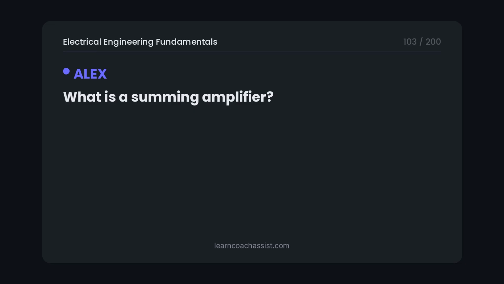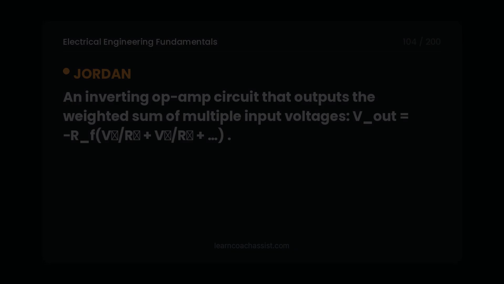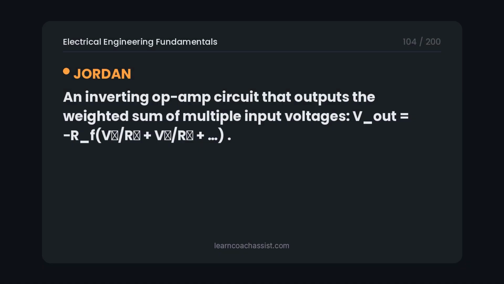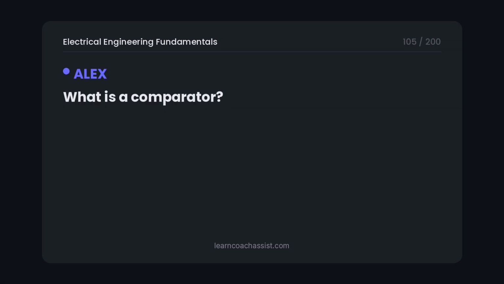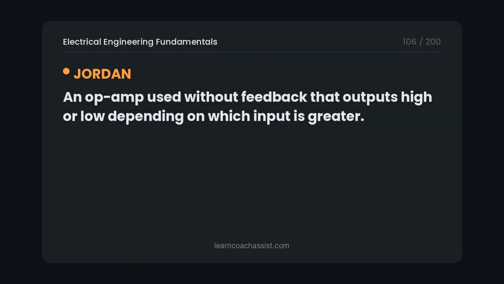What is a summing amplifier? An inverting op-amp circuit that outputs the weighted sum of multiple input voltages, V_out equals minus R_f times (V1/R1 plus V2/R2 plus ...). What is a comparator? An op-amp used without feedback that outputs high or low depending on which input is greater.